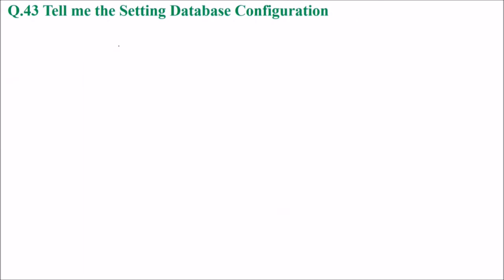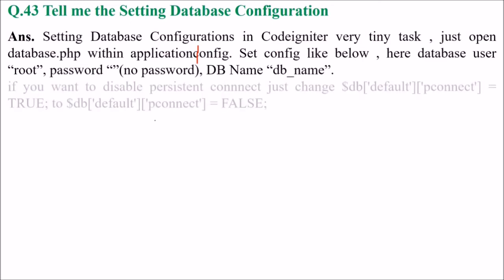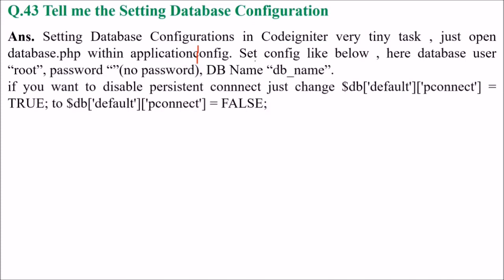Tell me something about setting the database configuration. Setting the database configuration is a very important task, but a very short one. You just have to go to application and then config, and set the config in database.php, where you give the database user, root, the password, and the database name. If you want to disable persistent connection, just change db default pconnect from true to false.